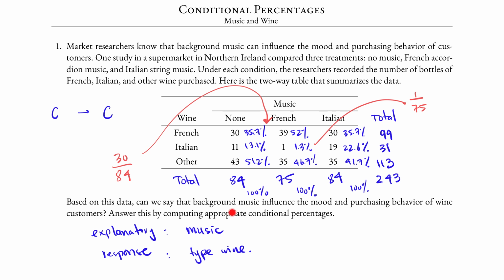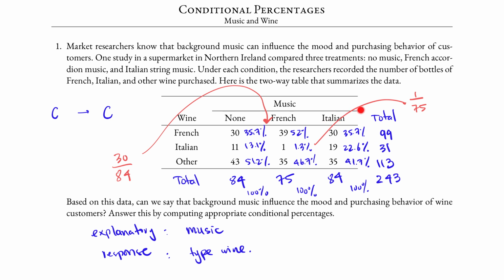Now that we have these percentages, we can attempt to answer this question. Can we say that background music influenced the mood and purchasing behavior of wine customers? When no music is played in the background, the other type of wine takes the top spot by selling more bottles of wine, 51.2% in this case. When French accordion music is played in the background, French wine takes the top spot, claiming 52% of the total number of bottles sold.